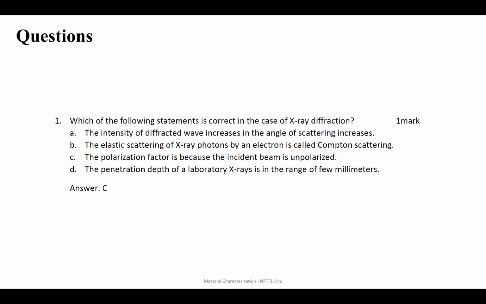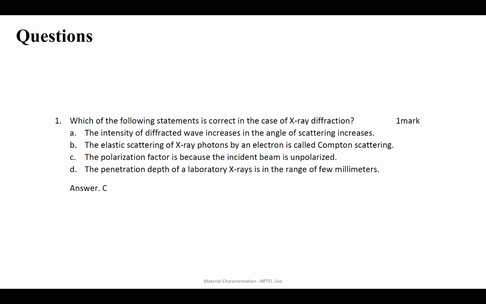The elastic scattering of X-ray photons by an atom is called Compton scattering, which is wrong. It is Thomson scattering. Compton scattering is inelastic and incoherent. The penetration depth of laboratory X-rays is in the range of a few millimeters, which is wrong. It is in the range of a few microns.